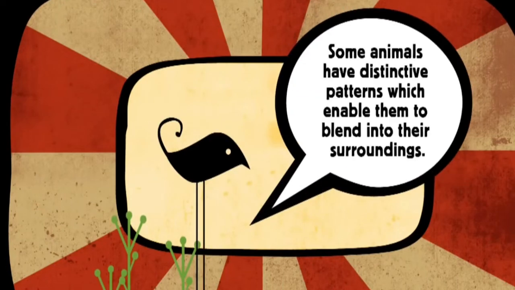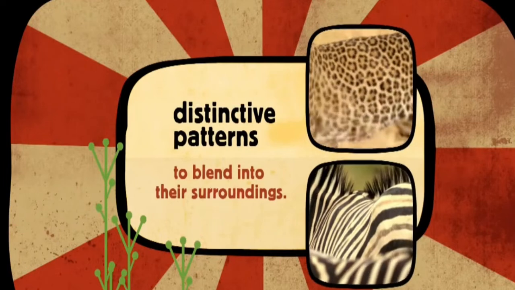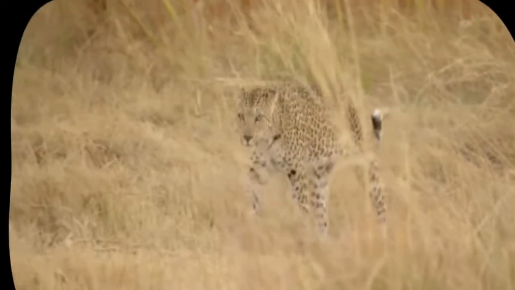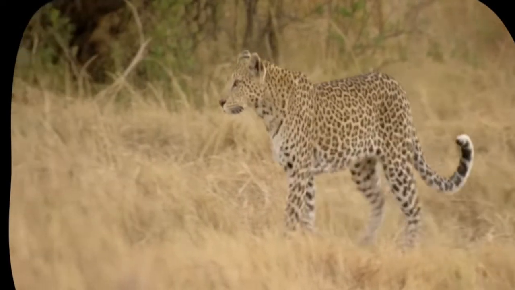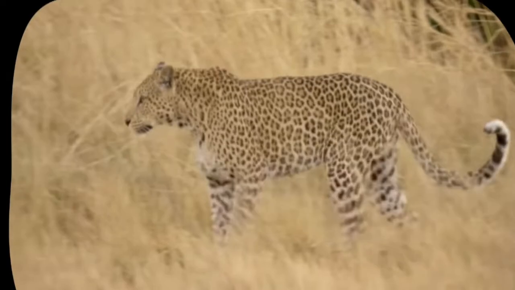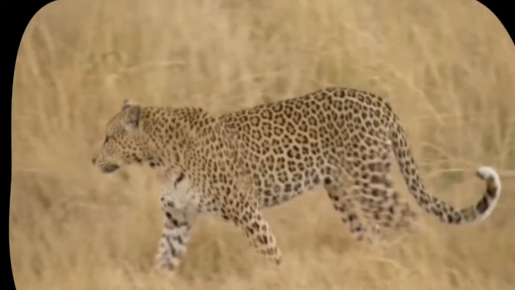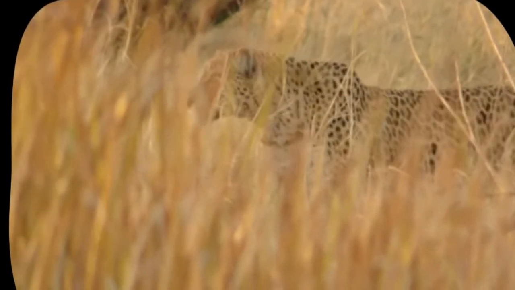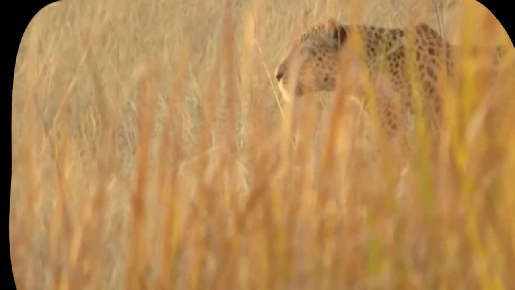Some animals have distinctive patterns which enable them to blend into their surroundings. See how well the leopard's spotted coat perfectly matches its environment. Sneaky, eh? Its beautiful disguise allows the leopard to stalk and creep behind prey without being seen. Until he runs, that is.